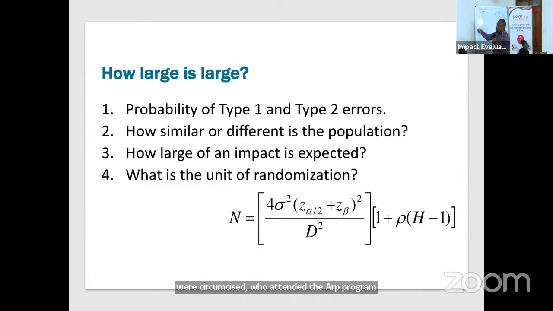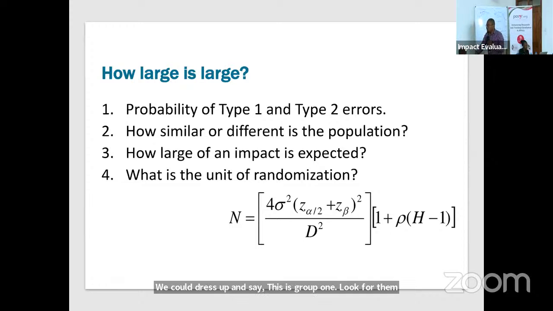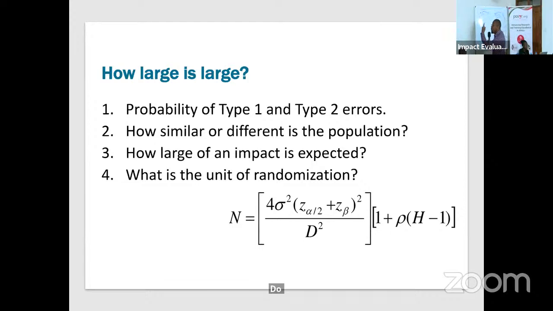I was also able to draw a sample of parents, because we had a big list of parents. We could draw a sample and say, this is group 1, look for them. We do snowball sampling. But if we were to interview children protection officers, there's only one. Who do I sample from? So in that case, a key informant interview of the children protection officers was okay. If we were to interview police in Kajiado, in Loitoktok, there's one police station.